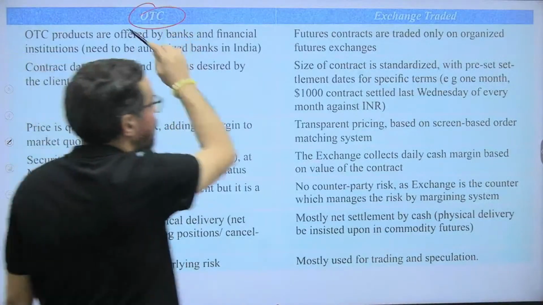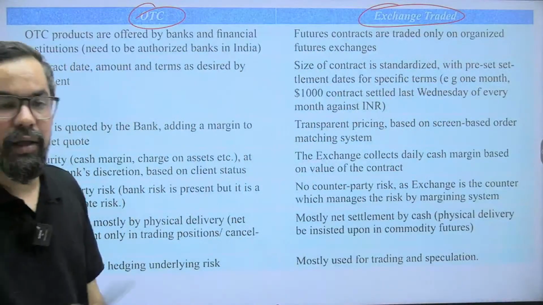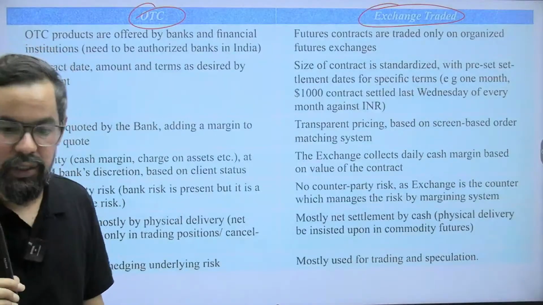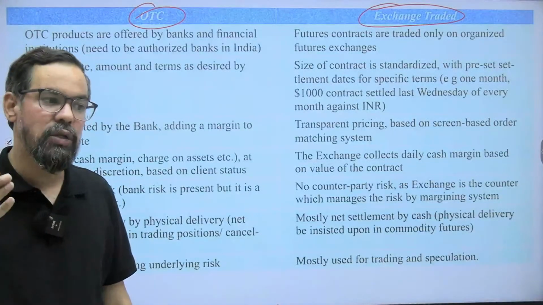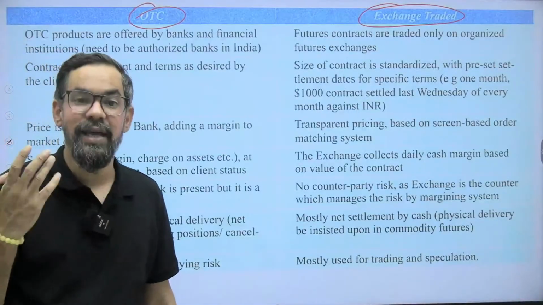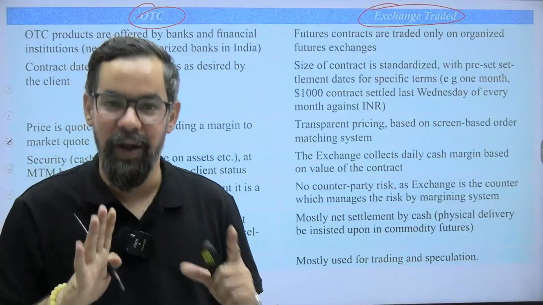OTC versus exchange traded derivatives. If you watch that video, I can guarantee you will not face any issue around this. Okay? So we have four types of derivatives. Derivatives are financial instruments whose value is derived from and dependent upon an underlying asset. I hope everybody understands this definition.